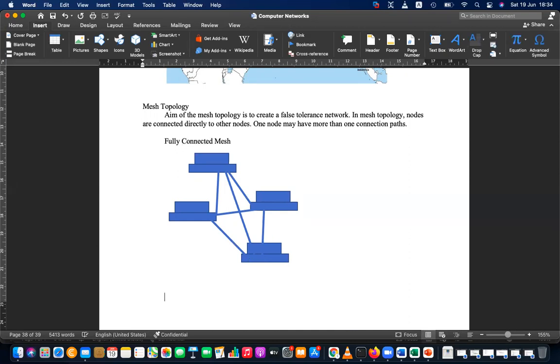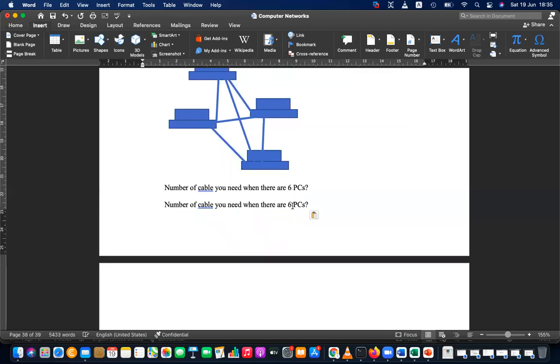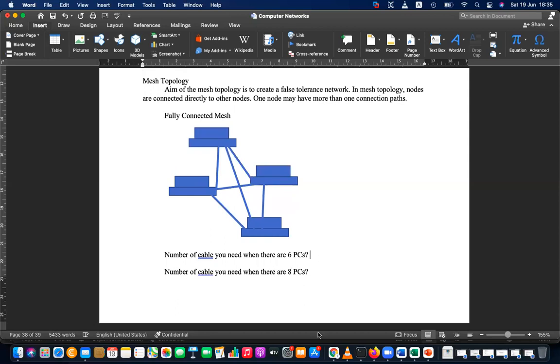Okay. Number of cables you need when there are 6 PCs. Can you tell the number of cables you need when there are 6 PCs? Also the number of cables you need when there are 8 PCs. Can you tell the answers for this one and the second one? In the fully connected mesh, how many cables do you need if it is 6? How many cables do you need if it is 8?